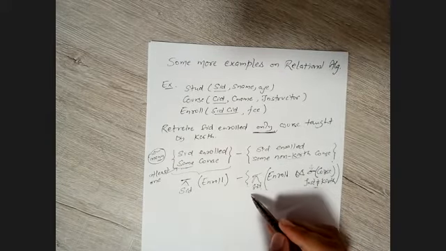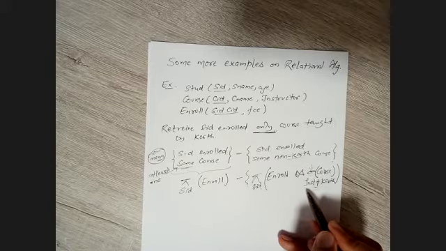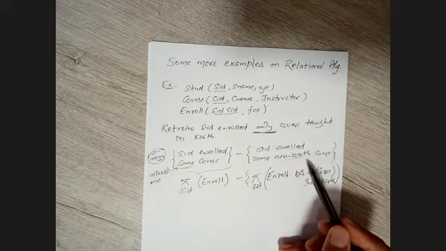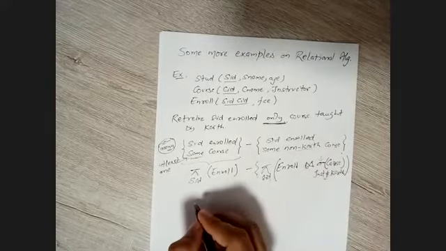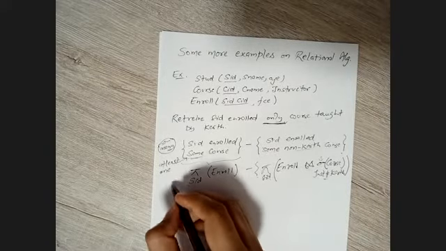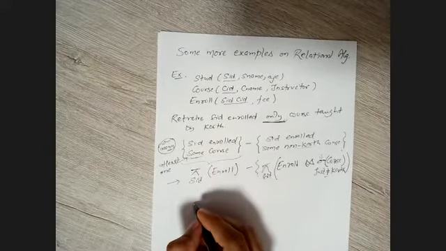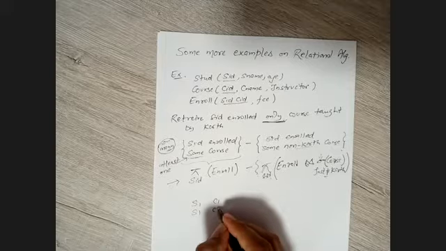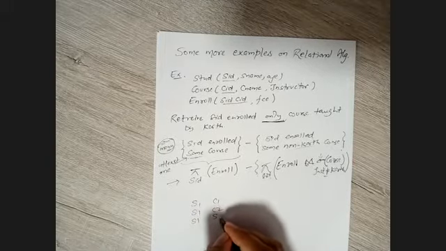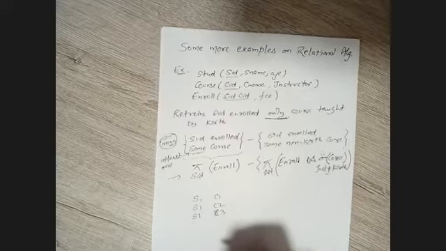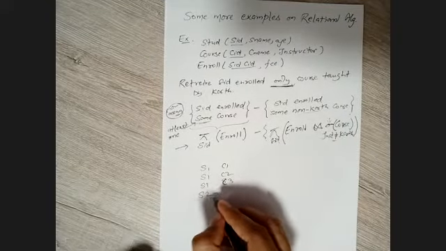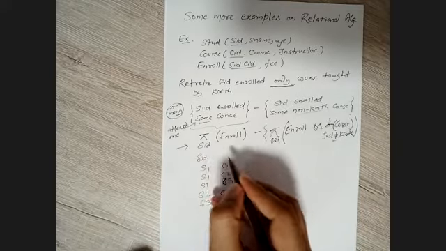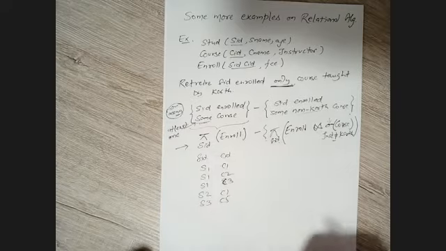So here these are the SIDs which are not under non-core courses. For example, let's take some values here, and this is the final query we have. Understand with the help of an example. Let's say in the enroll table we have S1, C1, S1, C2, and S1, C3. Then S2, C1, and S3, C5. These are the SIDs and these are the CIDs for the enroll table.